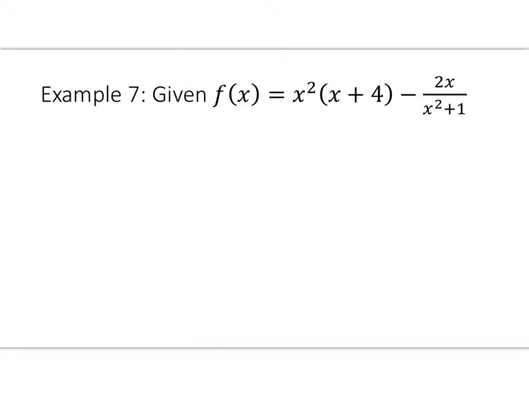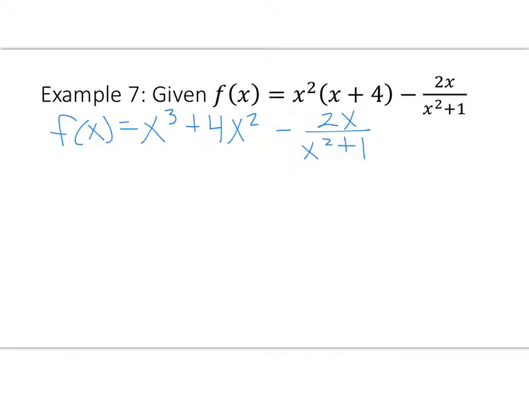Okay, so here we have f of x equals x squared times x plus 4 minus 2x over x squared plus 1. So again, we can do this multiple ways. I'm going to first try to simplify as much as I can because I like to take derivative of as simple of a function as I can. So f of x here would equal x cubed plus 4x squared minus 2x over x squared plus 1. That I can't simplify. So now to get my derivative, I do the derivative of each term.